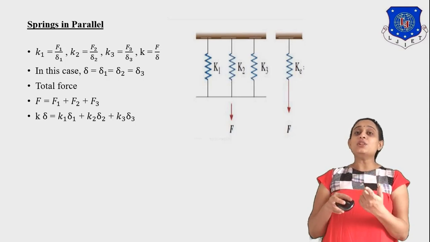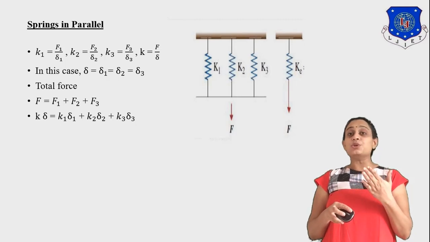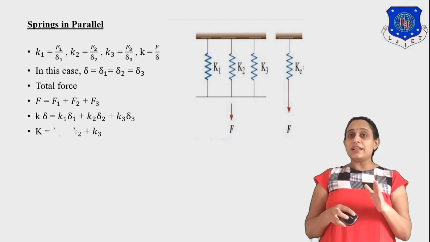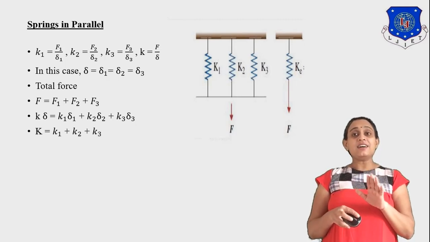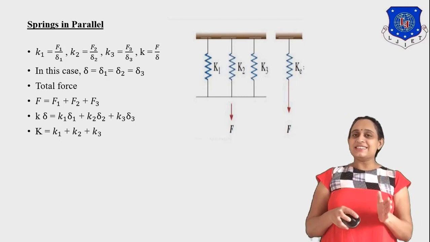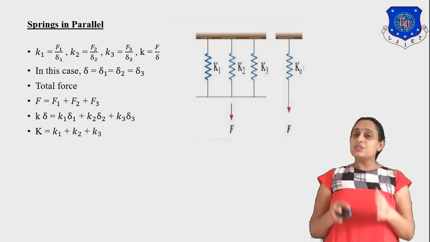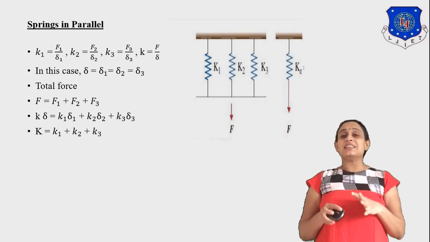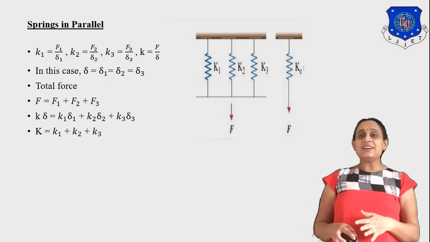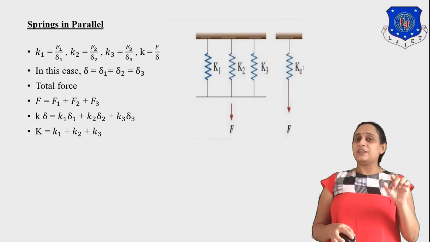Okay. Now as we all know, delta 1 is equal to delta 2 is equal to delta 3 is equal to delta. Hence, all the values of deltas are neglected. So, what we are getting? We will get K is equal to K1 plus K2 plus K3. So, this is our springs in parallel value. Clear? So, if the springs are in parallel, we are getting this kind of equation.